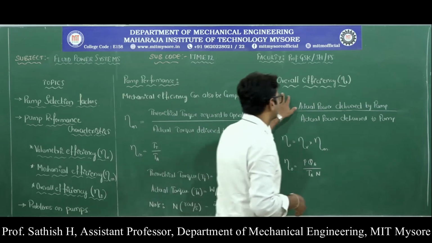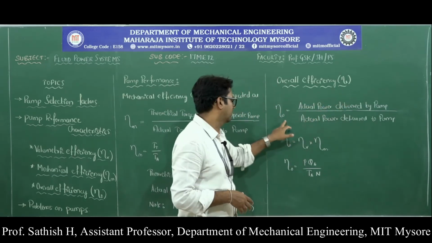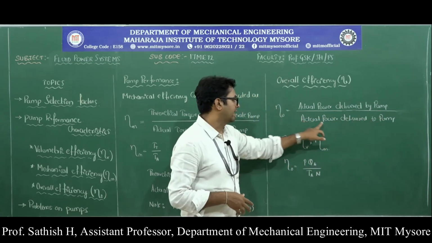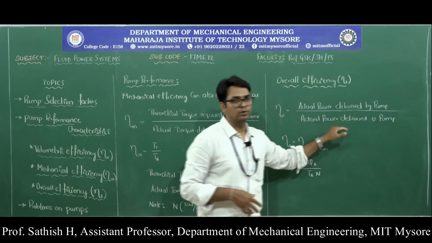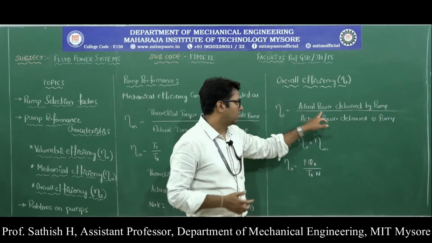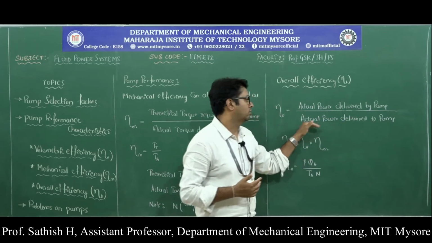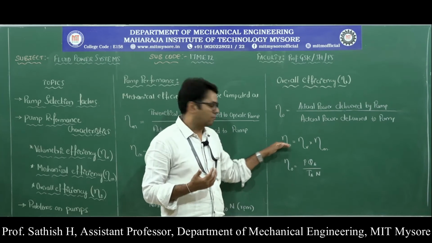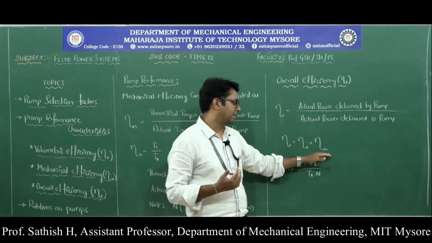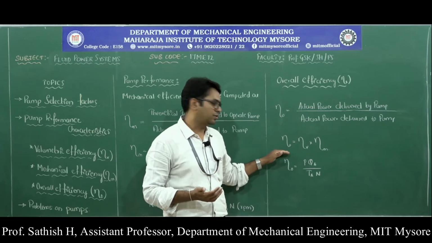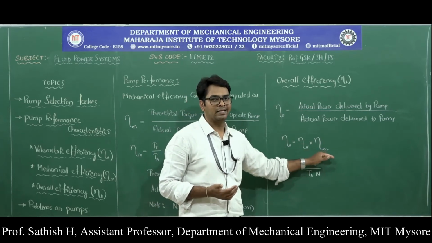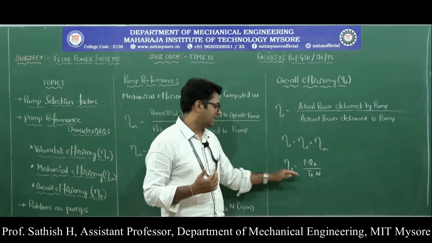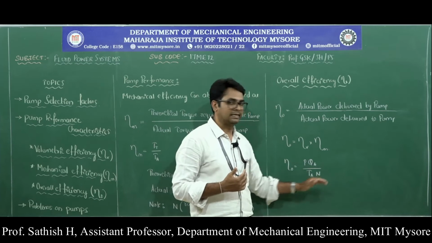So that overall efficiency, which is normally represented as nu naught, is given by the actual power delivered by the pump divided by the actual power delivered to the pump, that is output by input. This is a multiplication of the volumetric efficiency and the mechanical efficiency. That means nu naught is equal to nu V multiplied by nu M. That can also be written in other ways as P times QA divided by TA into N.